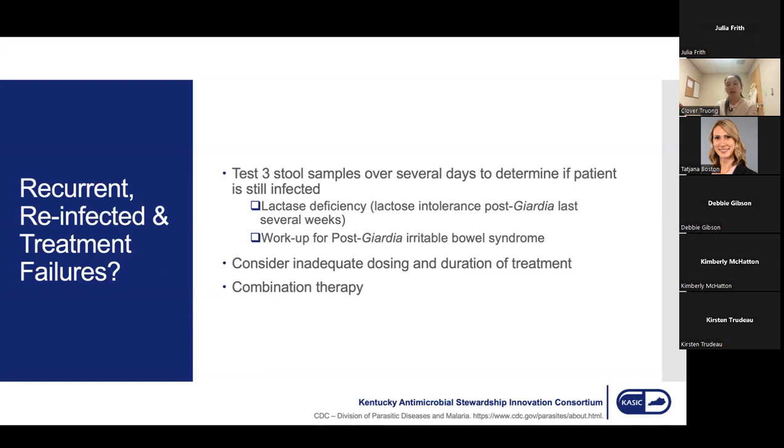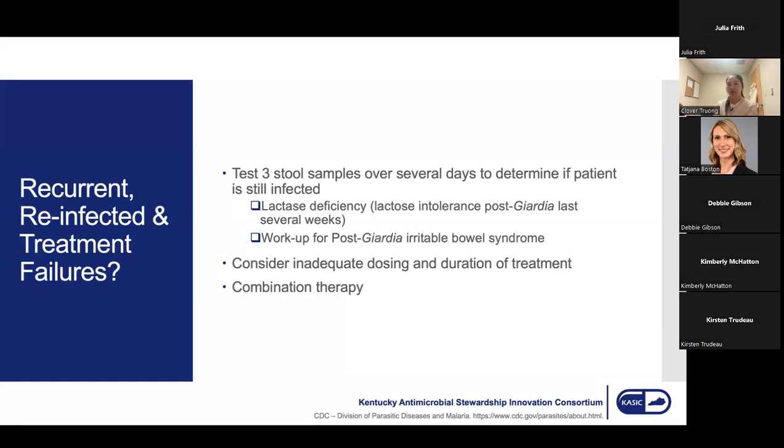One of them is that, similar to crypto, Giardia can also cause temporary lactase deficiency because of the epithelial cell damage. So the patients might have lactose intolerance after Giardia infections, and that can last for several weeks. If that has been ruled out, they will also need to be worked up for irritable bowel syndrome, because in some patients, after Giardia infections, they can develop irritable bowel syndrome as well.